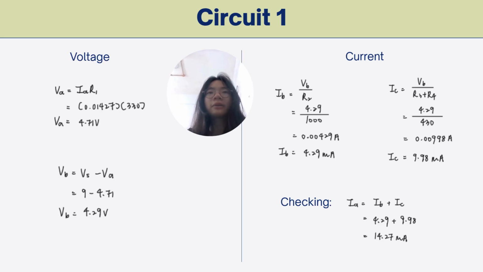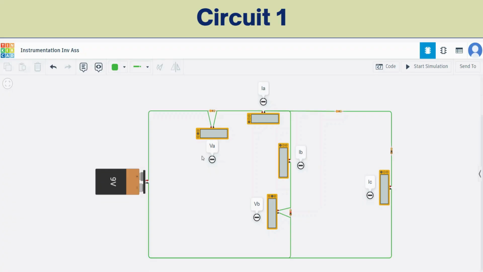VA I got 4.71 volt, VB I got 4.29 volt. For current IB I got 4.29 milliampere, IC 9.98 milliampere. For IA, we can just sum up IB and IC, which I got 14.37 milliampere. This is circuit 1. The voltmeter is connected parallel to the component.